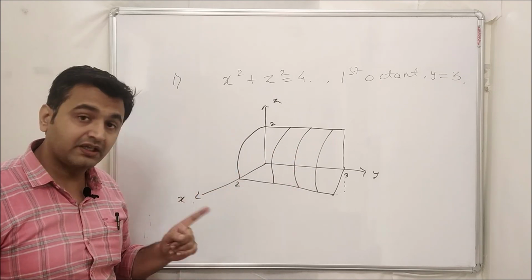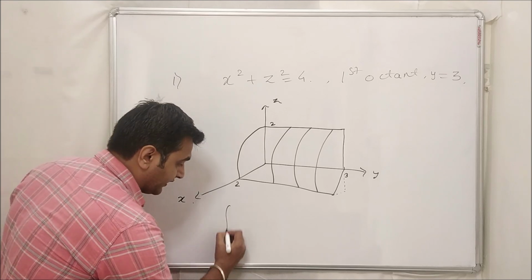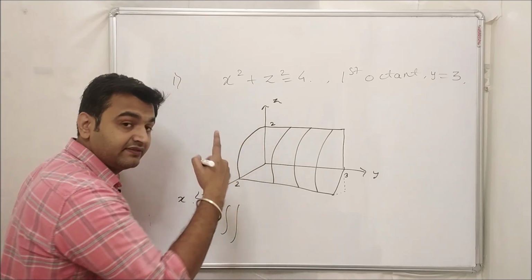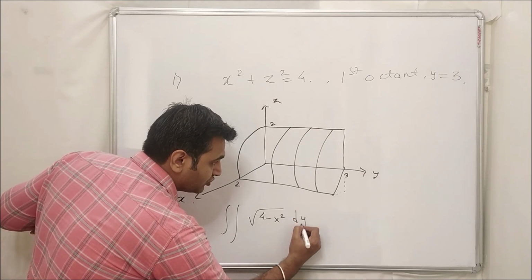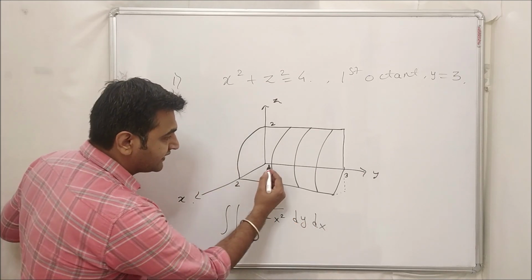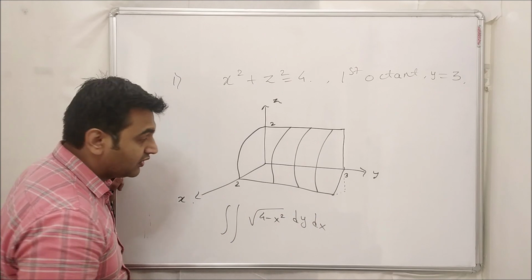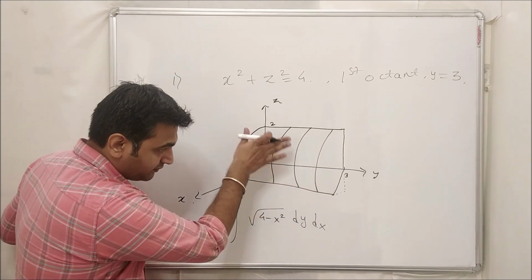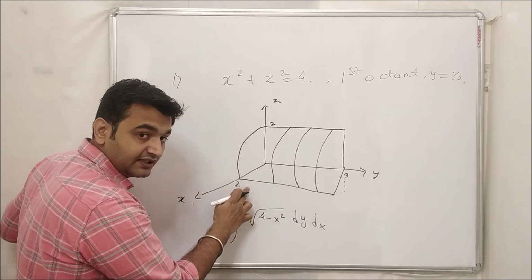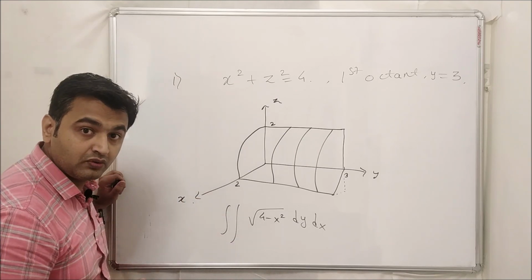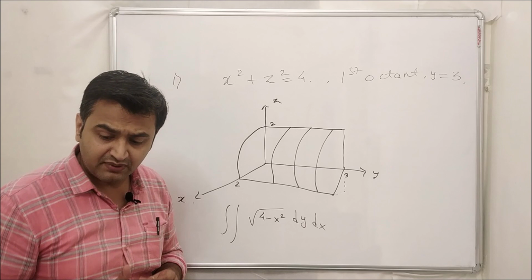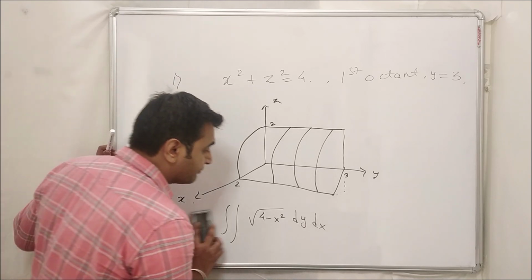If you want to do this by double integration, the hint I am giving you is your function, since we are in the first octant, is square root of 4 minus x square, with dy dx. What is dy dx? It's a rectangle over here. So the projection here is a rectangle in the region, so your y will go from 0 to 3, x will go from 0 to 2. But that's okay, I won't be doing this by double integration. Let me tell you using triple integration.